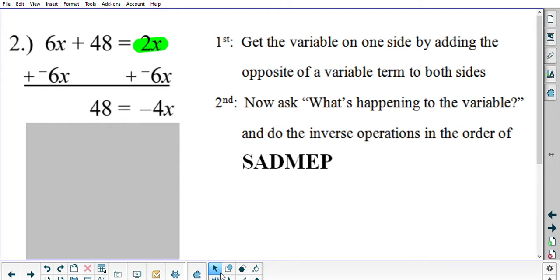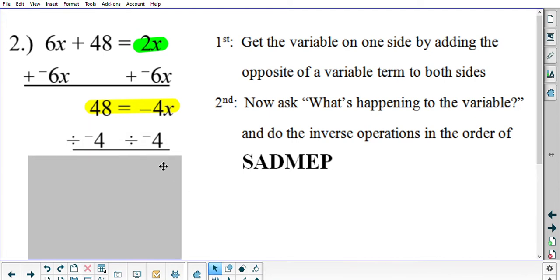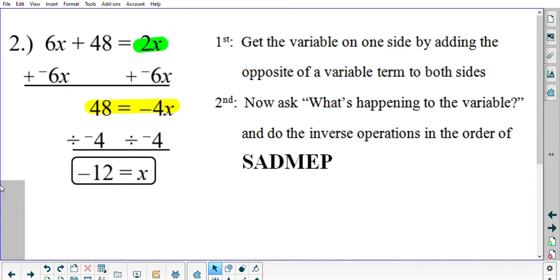and look what I end up having. A super short equation with only one thing happening to the variable. Multiply by negative 4, so we divide by negative 4. And look how quick that was to solve. So, if you ever get a problem like number 2, where one of the sides of the equation only has a variable term, then I highly recommend that you get the variable on that side. That would be the quickest way of doing that problem.